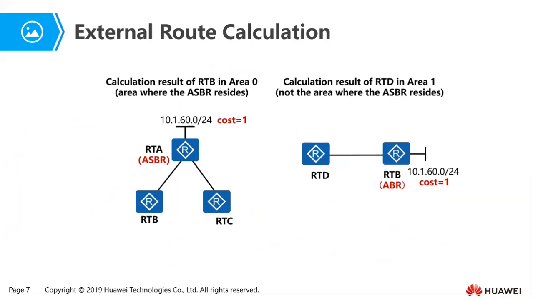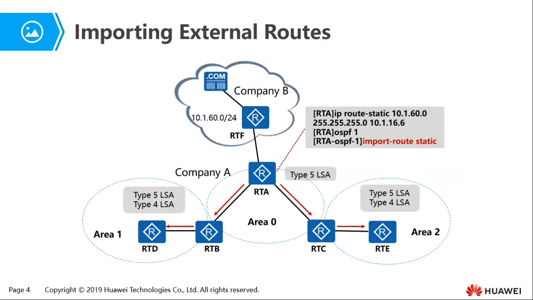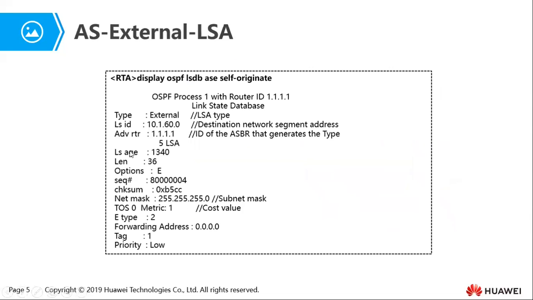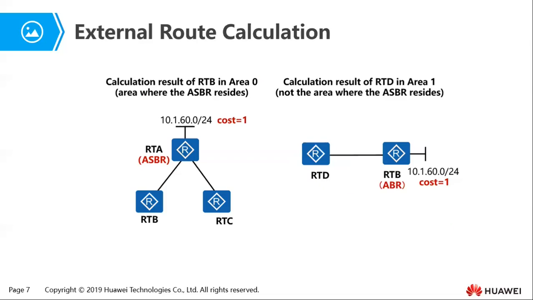So let's look at how we calculate external routes. Again, here you need to have the picture of that topology in mind. So RTA is connected to RTB and RTC within the same area, area 0. So how is a route to this network here, 60.0, calculated? How is the cost calculated really?